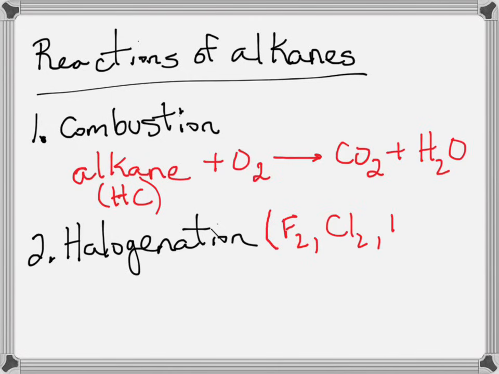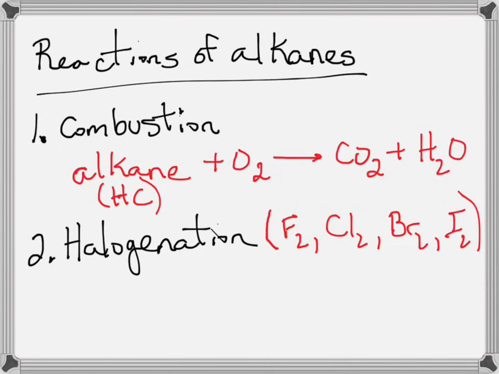Chlorine's the same as like bromine and iodine. And if you look on the periodic table, they're all in the same column. And so therefore they're very similar in reactivity. And so those are halogens. So halogenation is putting these on an alkane.